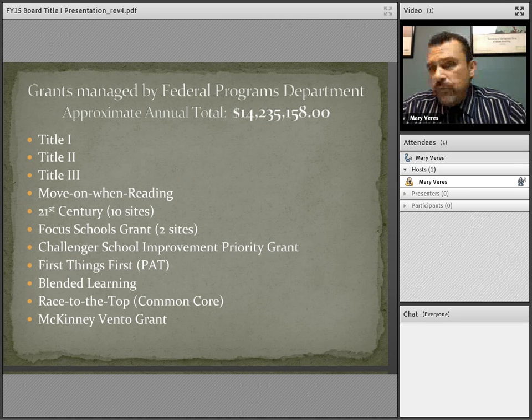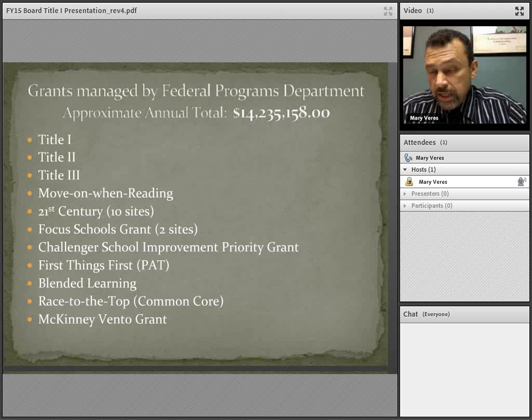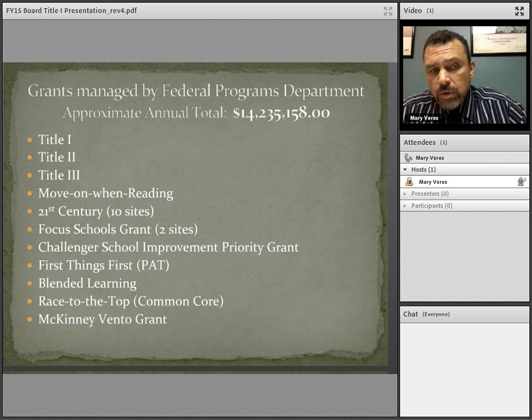Even though that was a very quick way of looking at Title I, it's important to know that the Federal Programs Office actually has quite a few grants that we manage. I know that many of you have already seen the webinar that's on Title II and Title III. So this Title I will fill out the larger entitlement webinars, but we'll also be doing some more webinars on other ones. But just so that you get an idea, in this year, the Department of Federal Programs is managing a little over $14 million worth of grants.